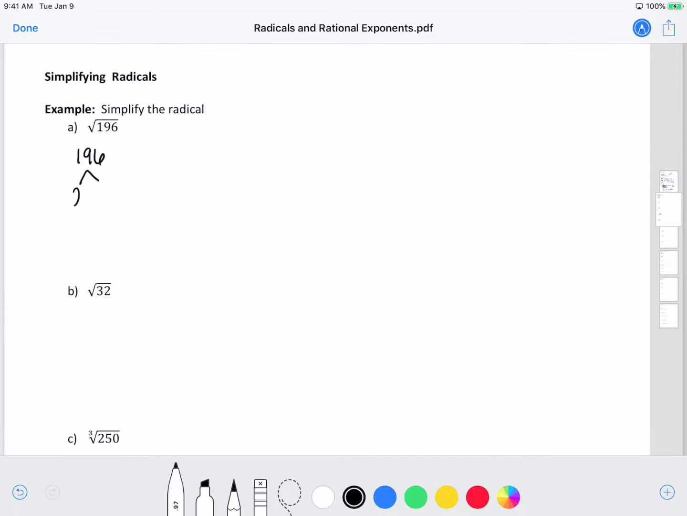196 is 2 times 98, and then 98 can be broken down into 2 times 49, and then 49 can be broken down into 7 times 7. So 196 can be written as 2 times 2 times 7 times 7. Because this is the square root, anytime I have a pair of the same number underneath that root, I can pull it on the outside of the root as one of those numbers.